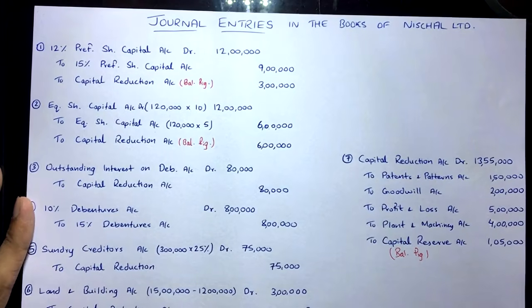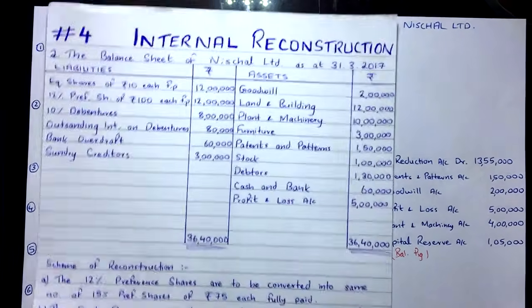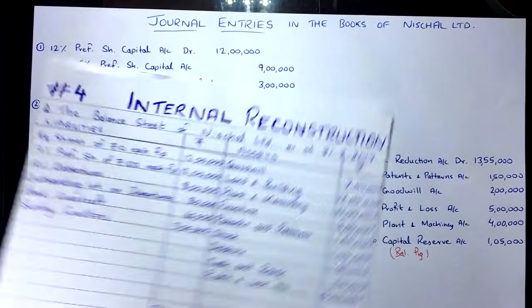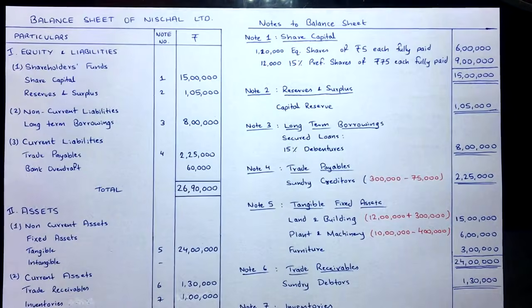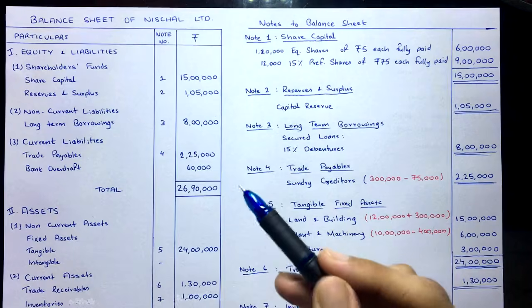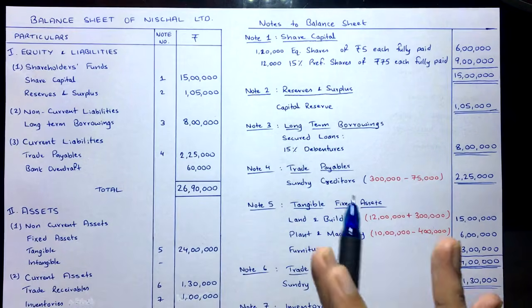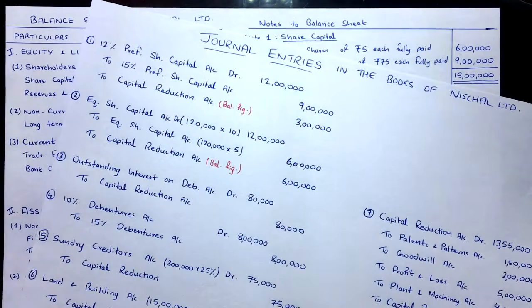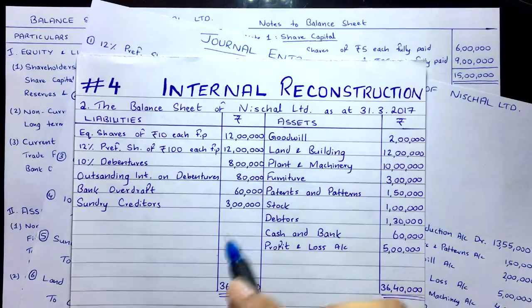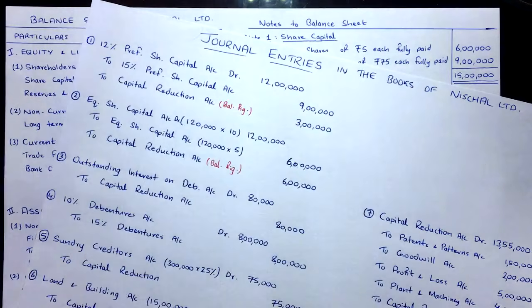Now based on these journal entries, we have to see the balance sheet. We have to see how to create the balance sheet after internal reconstruction. Now here we have the balance sheet of Nischal Limited. So let's see how to prepare the vertical balance sheet after internal reconstruction. See, it's very simple. All you have to do is look in the journal entries and the old balance sheet. On the basis of this, you can easily prepare the vertical balance sheet, right?